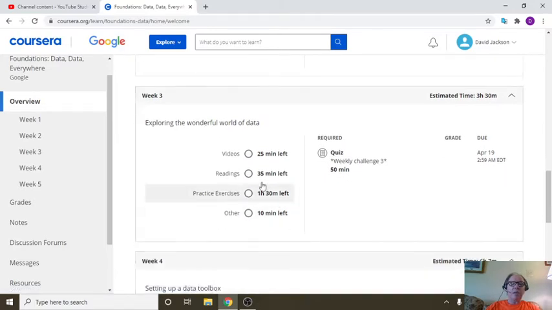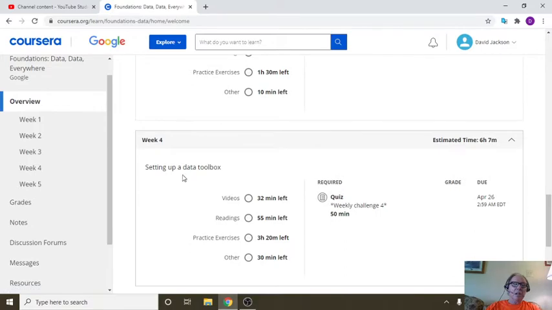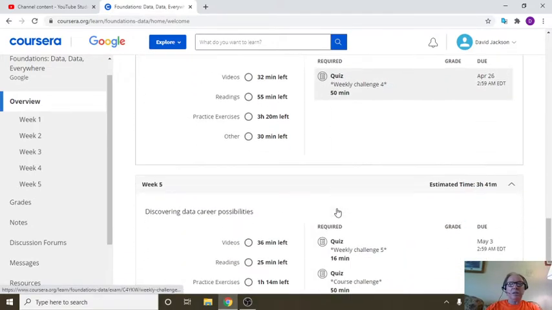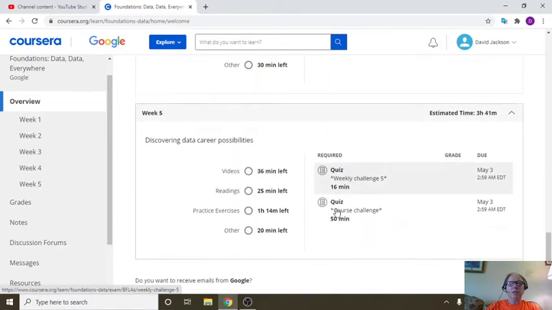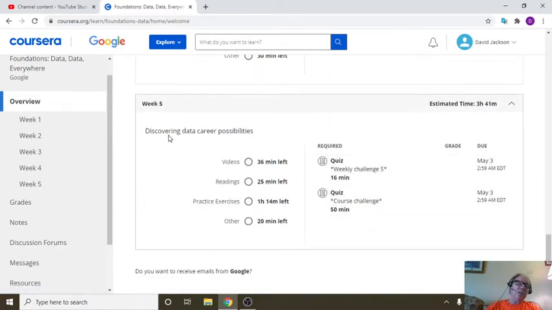Exploring the wonderful world of data, again, the videos, the readings. Weekly challenge, due April 19th by 2:55 a.m. Practice exercises, other quiz, weekly challenge. Setting up the toolbox, videos, readings, practice exercises, challenge. Discovering data career possibilities. This should be interesting.